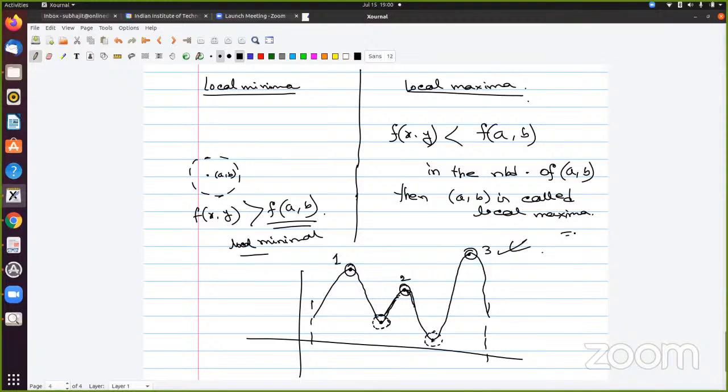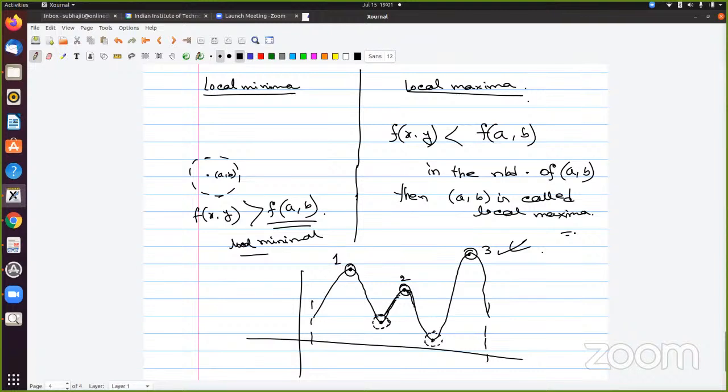Sir, I want to ask a question. Yeah. Sir, in this local minima, you have written f of xy is greater than f of ab. Sir, let us talk about this point after the first minimum. Sir, you have drawn the open ball around that point, but where would be f of ab and where would be f of xy?